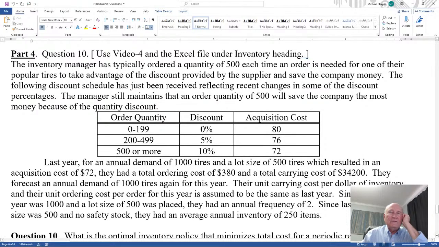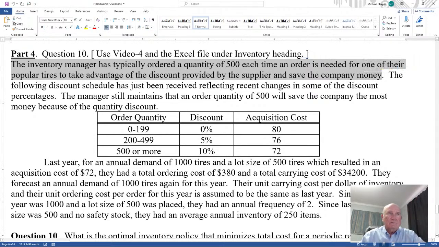Okay, the inventory manager. So now the last one is I broaden it up, and it's like a real problem. This is a really popular problem in industry today. The inventory manager has typically ordered a quantity of 500 each time an order is needed for one of their popular tires to take advantage of the discount provided by the supplier and save the company money. Well, that's a good thing. That's a very good thing, right?